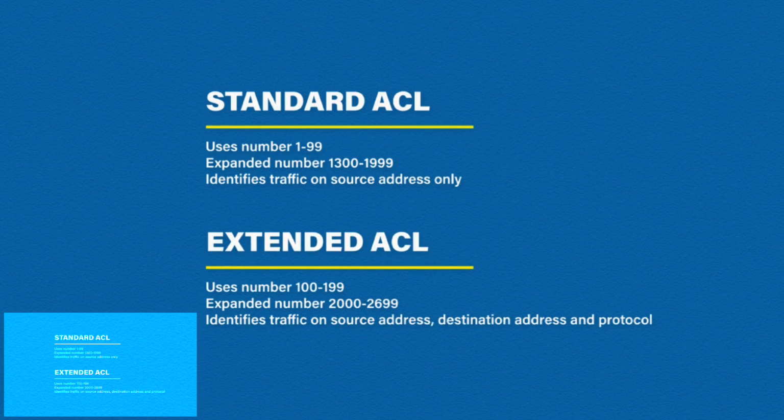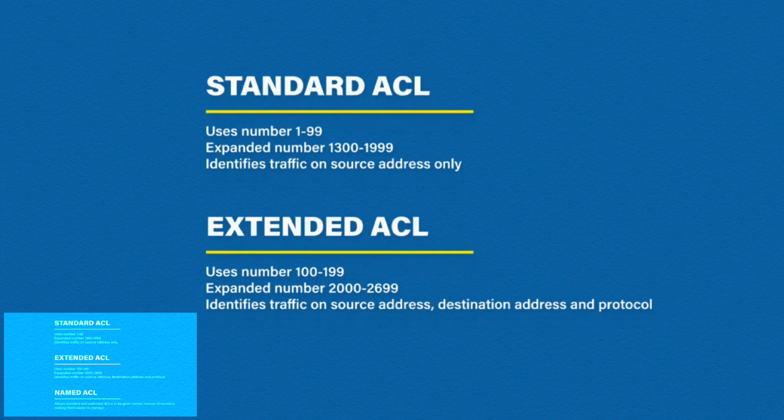The second type of access list is called an extended access list. Extended access lists use any number between 100 and 199, and expanded numbers between 2000 to 2699. Extended access lists allow us to identify traffic not only on the source address, but the destination address, protocol, and port number as well. So we can have a lot more granular control with extended access lists.